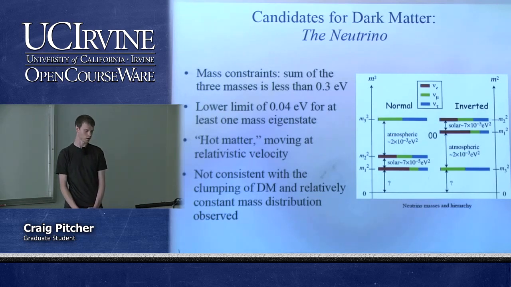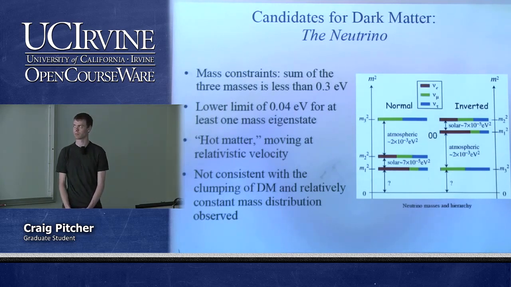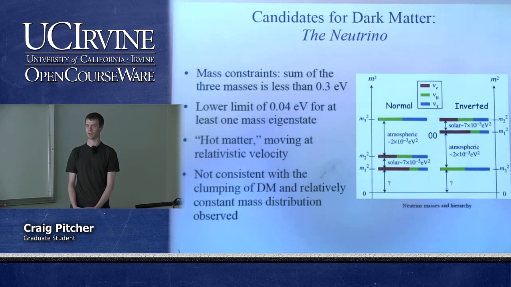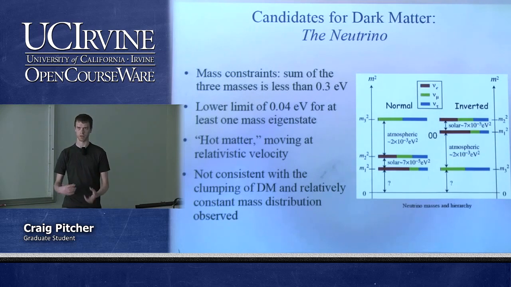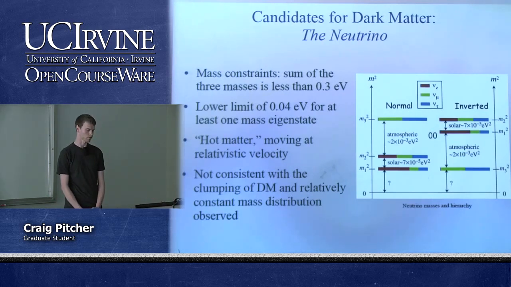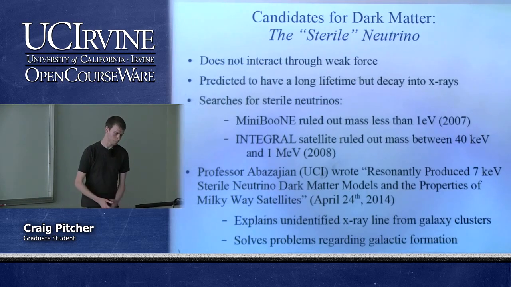So they're extremely lightweight, and this is a candidate for the hot matter model of dark matter. Hot matter means that it's moving at relativistic velocities. They're so lightweight that the gravity that would attract them to each other is going to be easily overcome by their velocities, and so they wouldn't really clump together. And this doesn't really seem to be consistent with the dark matter distribution that we see.